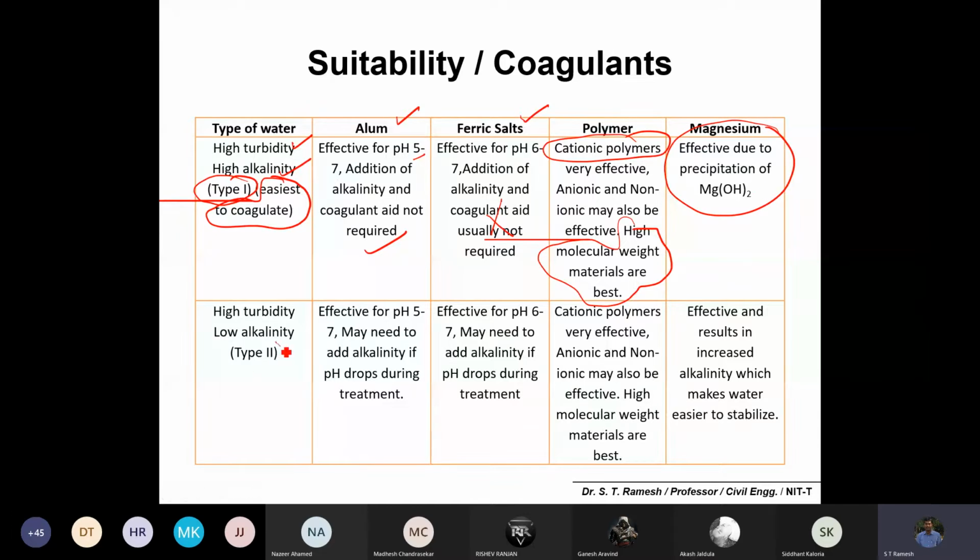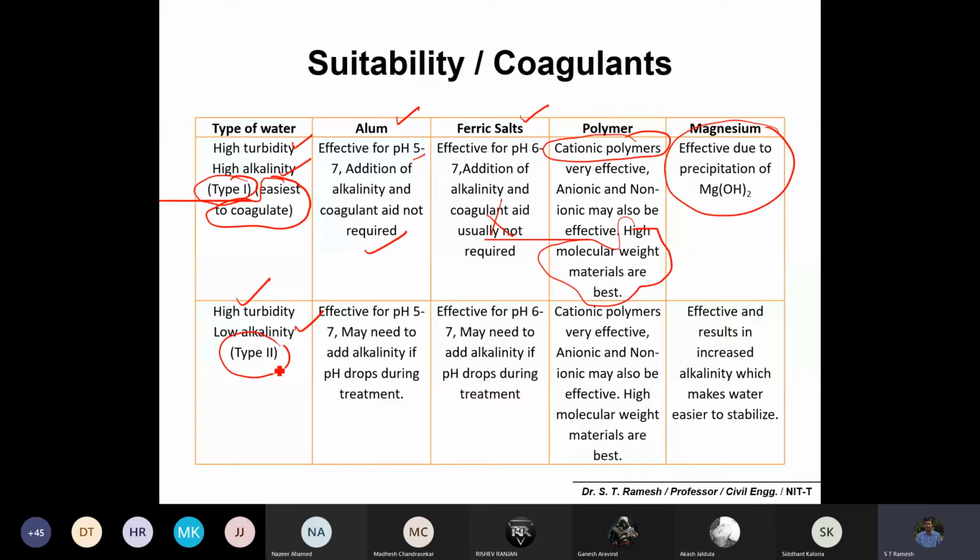Okay. And the second classification is where you may have a situation of high turbidity and low alkalinity. So the water coming into a treatment plant doesn't contain alkalinity. Please make a note. This also we have discussed. If the water does not contain any alkalinity, you have to add extra alkalinity in the way of lime addition. That's also we have discussed.